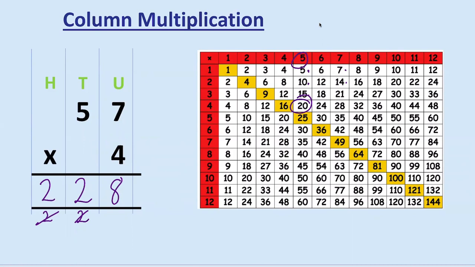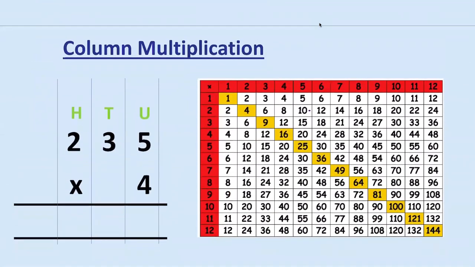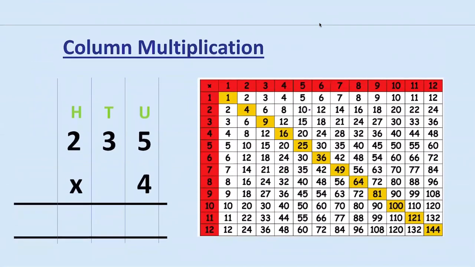If you're getting a bit stuck, maybe pause the video and go back, start again. Otherwise, let's move on to the next step. Now we've got 3 digits multiplied by 1 digit. Now this is exactly the same method. Pause the video, have a go for a second, and we'll go through the answer together.